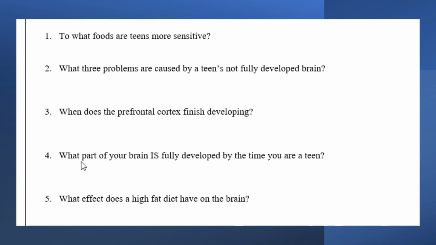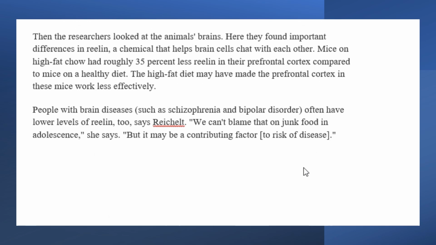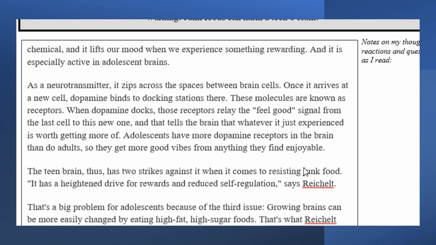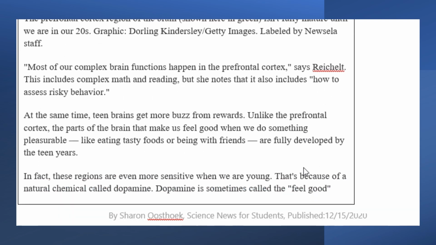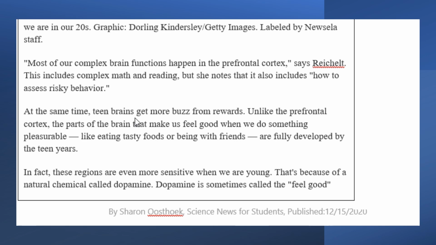Okay, remember our question number 4 said, what part of your brain is fully developed by the time you're a teen? So if you go back to what we just read, it said that unlike the prefrontal cortex, so that one is not, the parts of the brain that make us feel good when we do something pleasurable are fully developed by the teen years. So when it asks what part of the brain is fully developed in the teen years, it is the parts of the brain that make you feel good when you do something pleasurable.